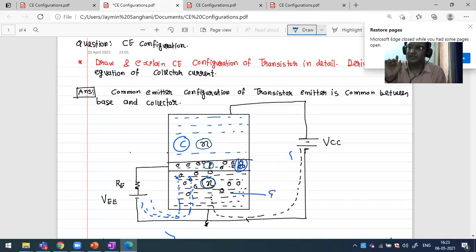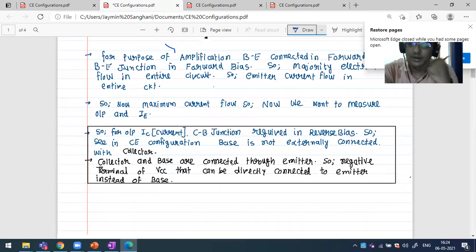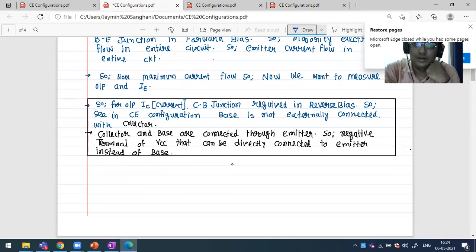See this is emitter, this is base, this is collector. Base is not externally connected, so whatever electrons are transferred, they are transferred via emitter. So for output current, the collector base junction is required to be in reverse bias. In common emitter configuration, collector and base are connected through emitter.